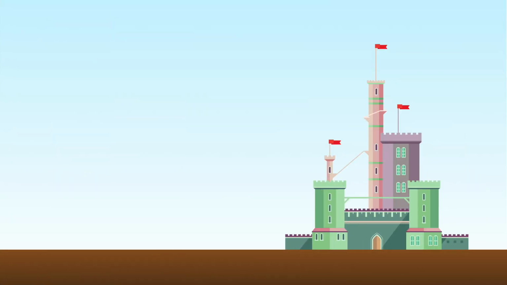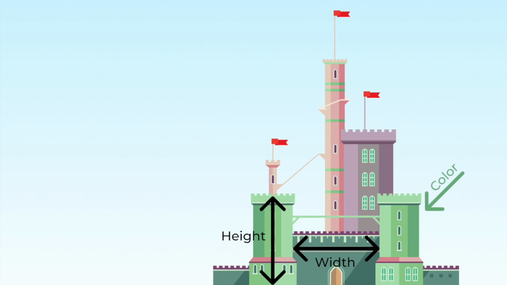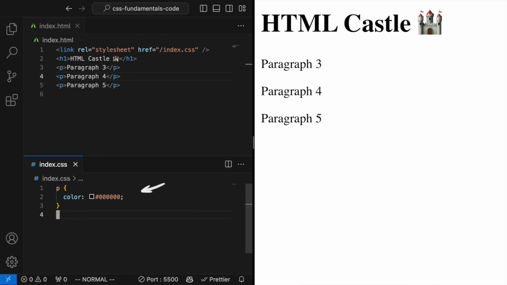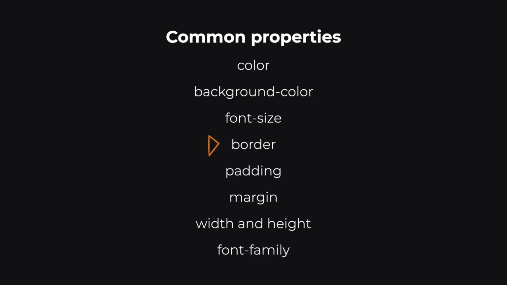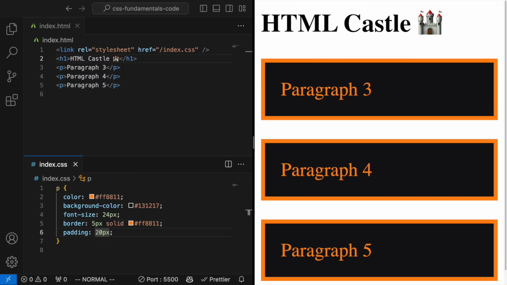Properties. Properties are the main aspect of the elements you can style. Think of them as the characteristics of the castle you can modify. Here are some of the most commonly used properties. Color. This property changes the color of the text inside an element. Background color. Sets the background color of an element. Font size. Adjusts the size of the text. Border. Adds a border around elements. Padding. The space between an element's border and its content. Margin.